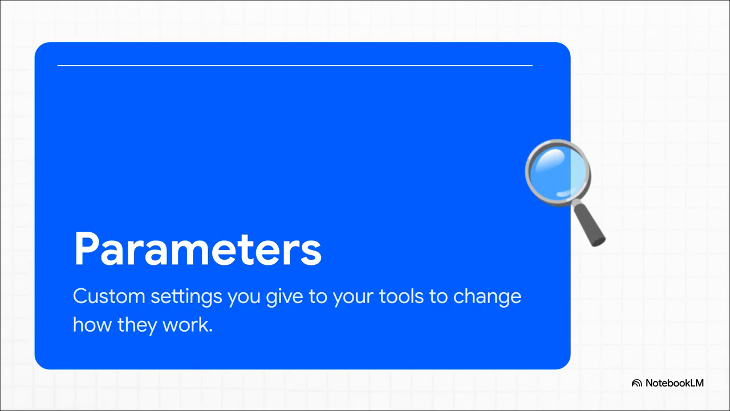So what are these power-ups? We call them parameters. Think of a function without parameters like a coffee machine that can only make one thing, black coffee. That's it. By adding parameters like milk or sugar, you're giving it custom settings. Now that same machine can make you a latte or a cappuccino. You're making the same tool way more dynamic.